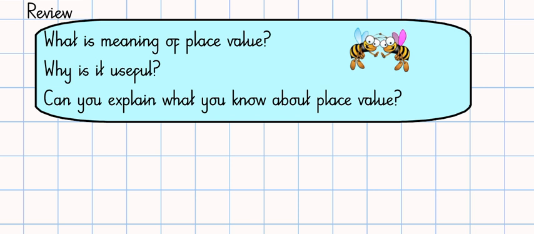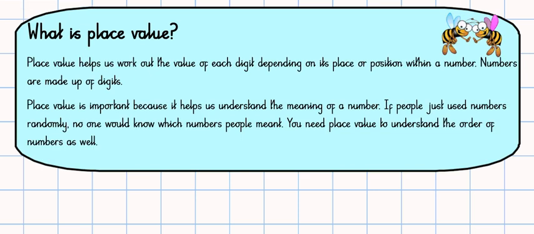Okay, pause the video for a moment, read the questions on the screen and try and think of the answer to those questions. Let's be reflective and find out the answer to some of these questions. So, what is place value? Place value helps us to work out the value of each digit, depending on its place or position within a number. Numbers are made up of digits. Place value is important because it helps us to understand the meaning of a number. If people just use numbers randomly, no one would know which numbers people meant. We need place value to understand the orders of numbers as well.